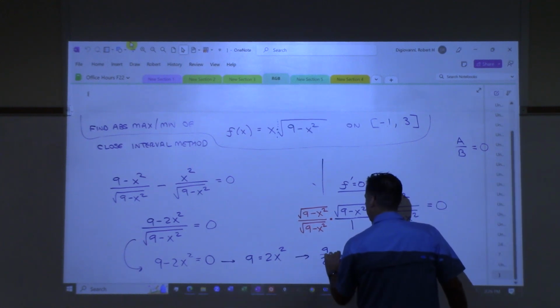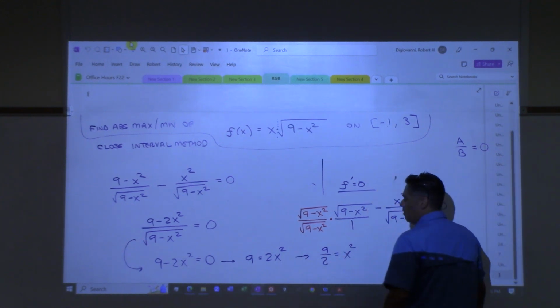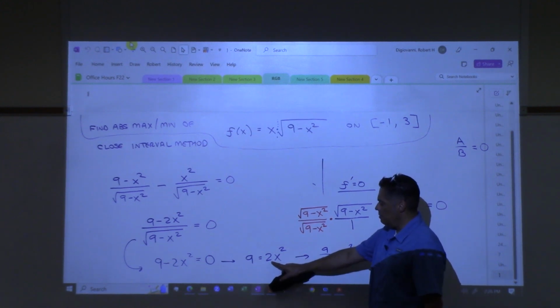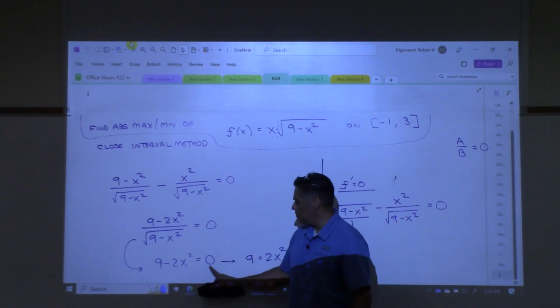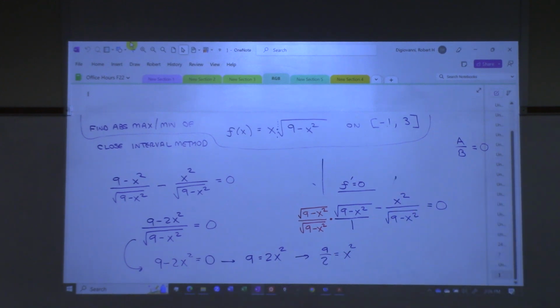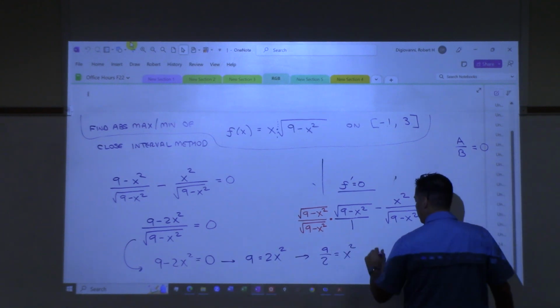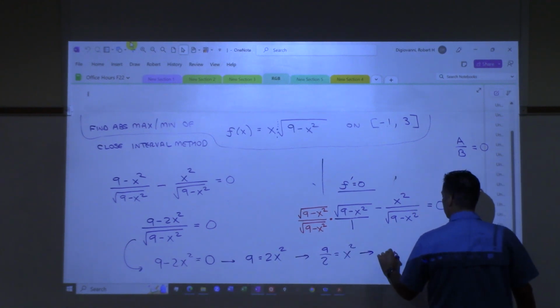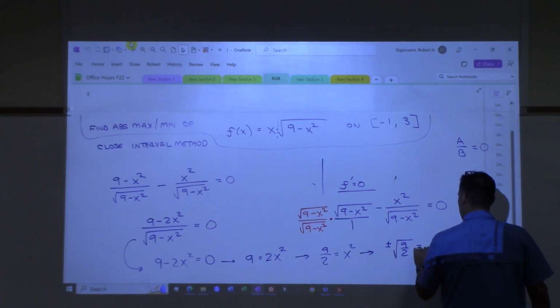And now what? Well, you want to get rid of a positive 2, right? I moved this one over, which made it positive, and then I'm dividing by positive 2. Plus or minus root. See, now we are taking a square root on both sides. So when I take the square root on left and right, we get plus or minus the square root of 9 halves equals x.